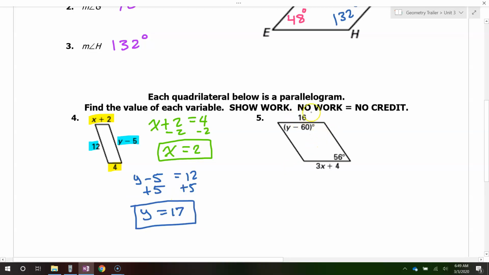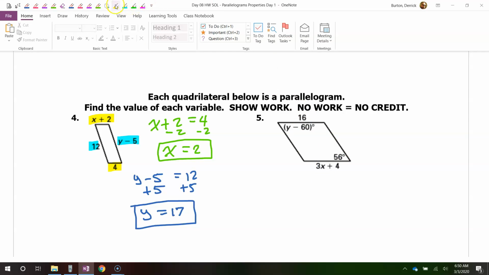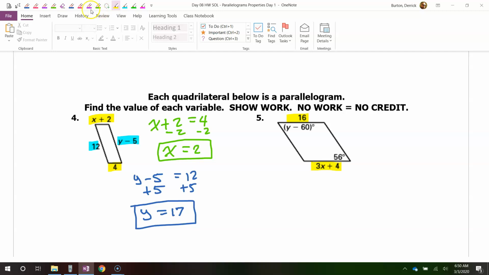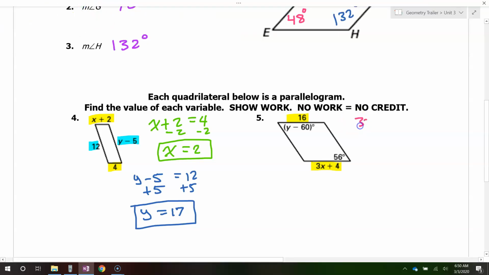Okay, so this next problem has a combination of opposite angles and opposite sides. In both cases, these should be equal to each other. Opposite sides are equal. So from that, I get the equation 3x plus 4 will equal 16. Let's solve it out. Subtract 4 from both sides. That gives me 3x is equal to 12. And then divide both sides by 3. And we discover that x is equal to 4.